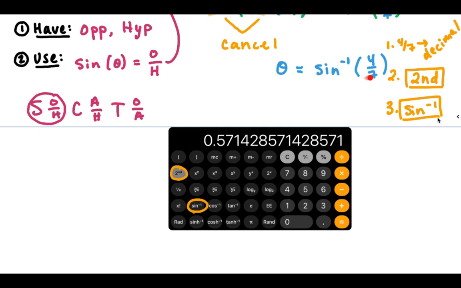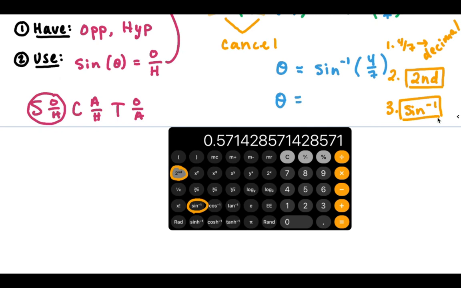Okay, so I punched in 4/7, made that a decimal, I hit the second button, and then I hit sine inverse. Okay, let me do that quick. 4/7, second sine inverse, I get 34.8499 and so on. I'm going to round that off to 2 decimal places. If you need a refresher on rounding or you're not sure what I'm doing when I'm doing that, check out the How to Round to 2 Decimal Places video. It's under both general information and lesson 6.2.